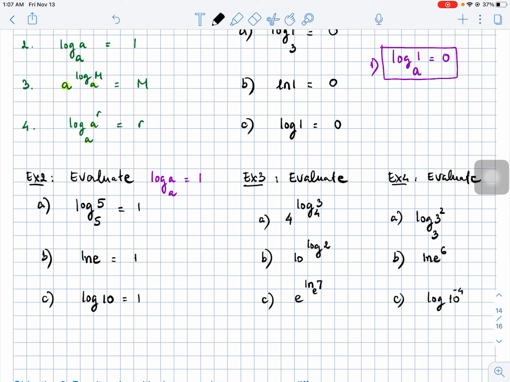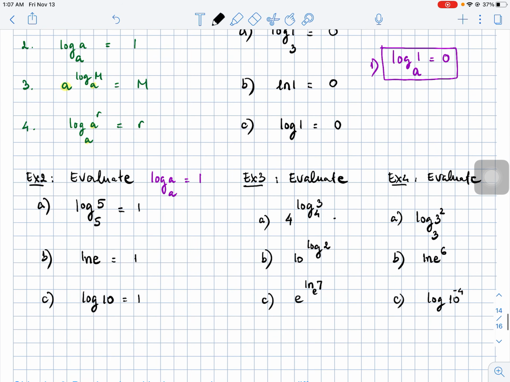So we will apply property number 3. When you have the number a raised to the log, and the base of the log is a also, then the answer will be the argument: 3, 2, and 7. So for example number 3, we apply property number 3.